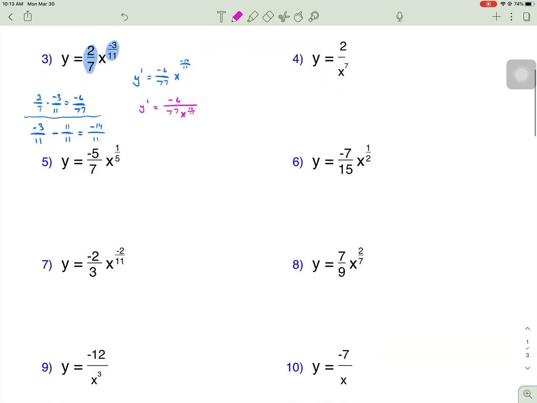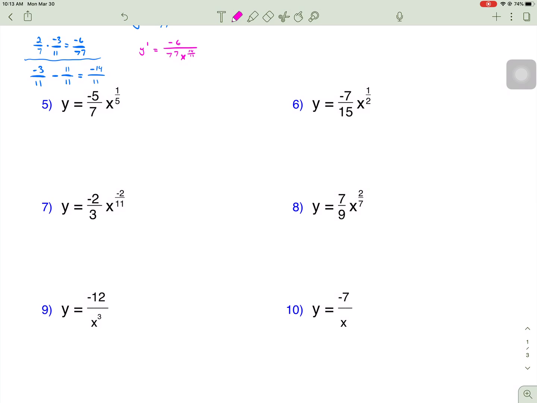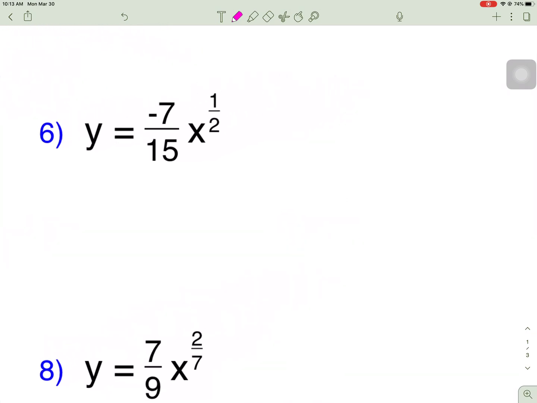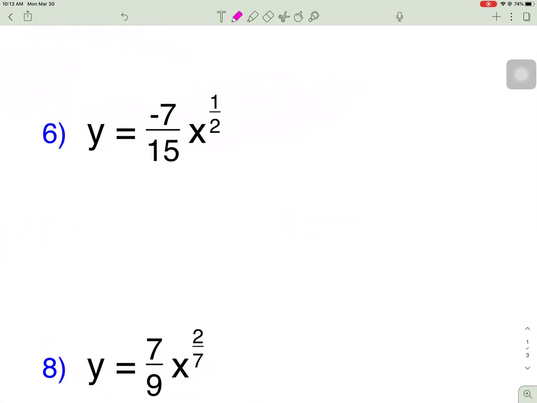Okay, so I'll do one more with you guys, and then I'll let you guys finish the rest. This will be your assignment for Tuesday, and then, like I said, Wednesday we'll move on. So let's just do one more here. Let's do one with a fraction. Let's do number 6. Okay, so we get y equals negative 7 over 15x to the 1/2.